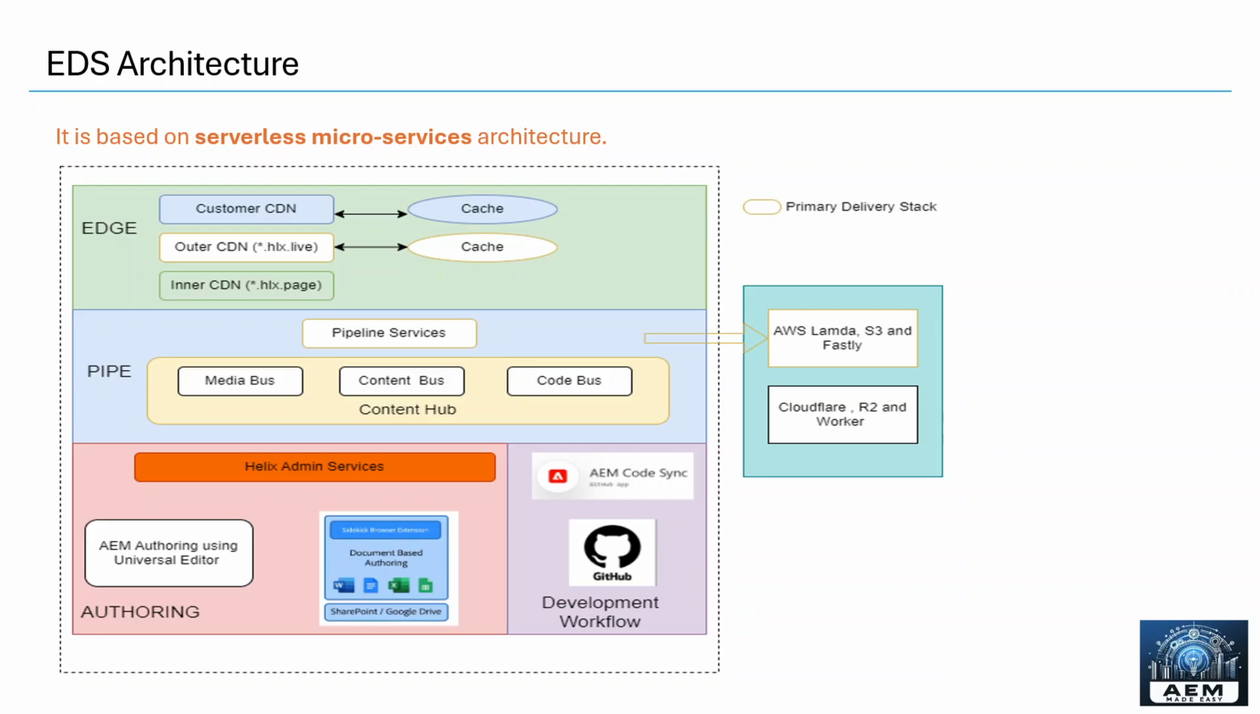For the code bus, here also there will be one folder for each owner, that is the GitHub username or organization that uses the AEM code sync app. Whoever is the owner of the GitHub repository, there will be one folder for them, and inside each owner folder there will be one folder for each repository. Suppose you have multiple repositories; for each repo there will be one folder.